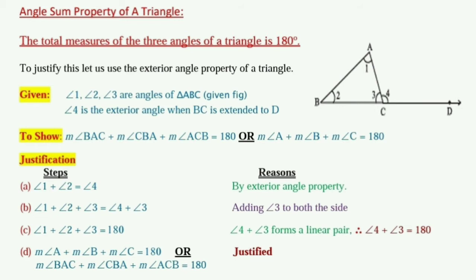Therefore, measure angle A plus measure angle B plus measure angle C is equal to 180, or measure angle BAC plus measure angle CBA plus measure angle ACB is equal to 180. So, it's justified. It's clear? Now, what is the property? The total measure of the three angles of a triangle is 180. It's clear? Very good.